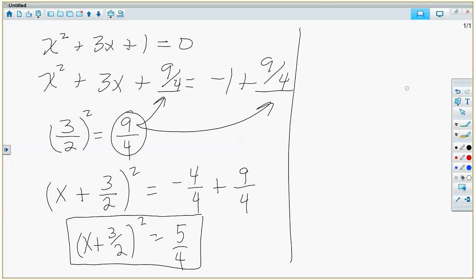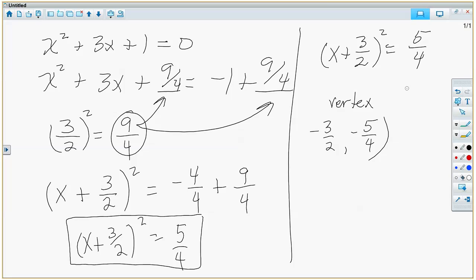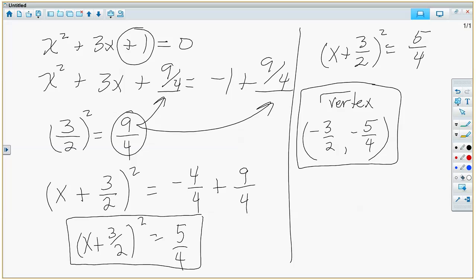So from this, I can go x plus 3/2 quantity squared equals 5/4. And I can say, okay, my vertex is what? Negative 3/2 and negative what? 5/4. I know my y-intercept is what? 1. Now there's only one thing left to do, and that's what? Solve. So solve that for x.